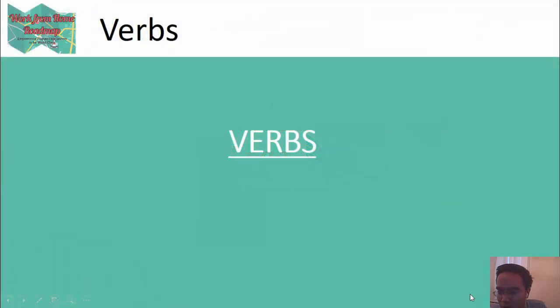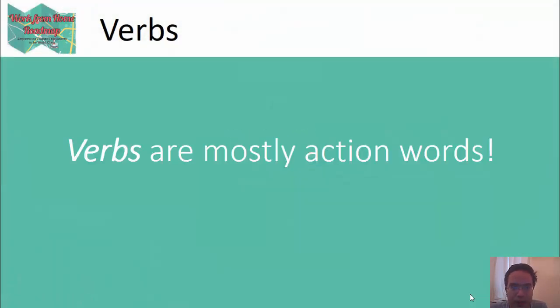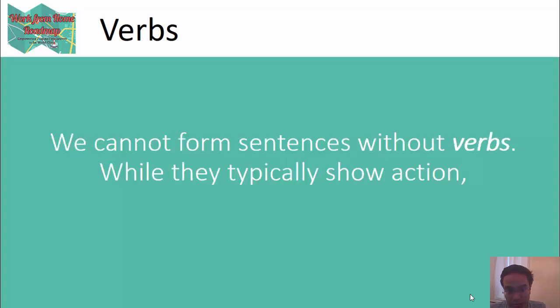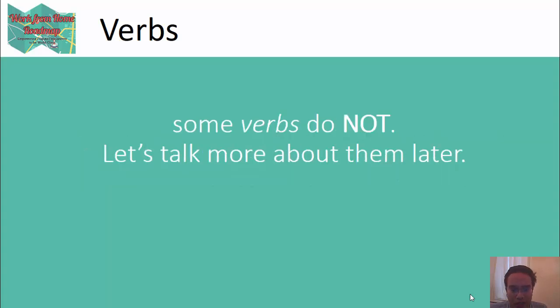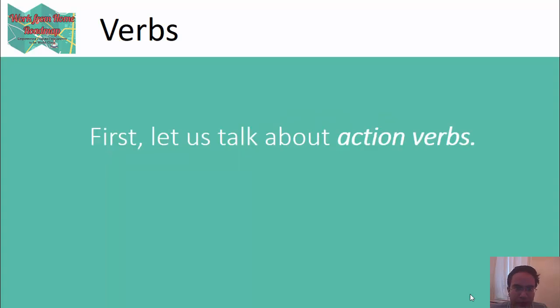All right, now it's time to talk about verbs. Verbs are mostly action words. We cannot form sentences without verbs. While they typically show action, some verbs do not. Let's talk more about them later. First, let's talk about action verbs.